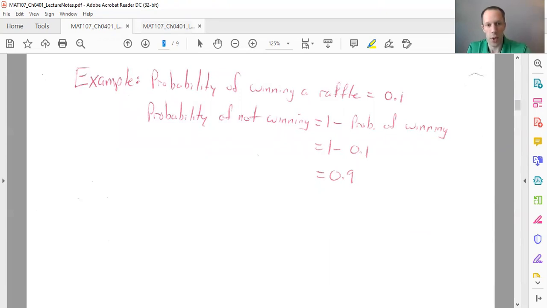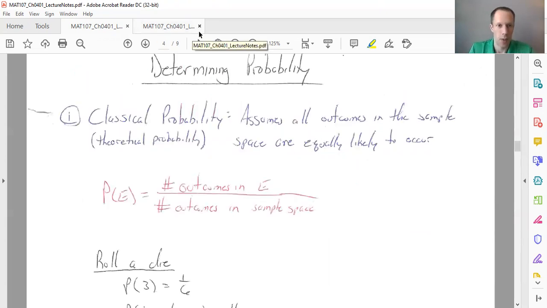Okay, now how do we determine the probability of an event? Well, there's two different ways that we can determine the probability of an event. One way is known as classical probability. In classical probability, all of the outcomes in the sample space have to have the same chance of occurring. So we have to say here that all the outcomes in the sample space are equally likely to occur. If that's the case, then you can determine the probability of an event using what is known as classical probability, sometimes also called theoretical probability.